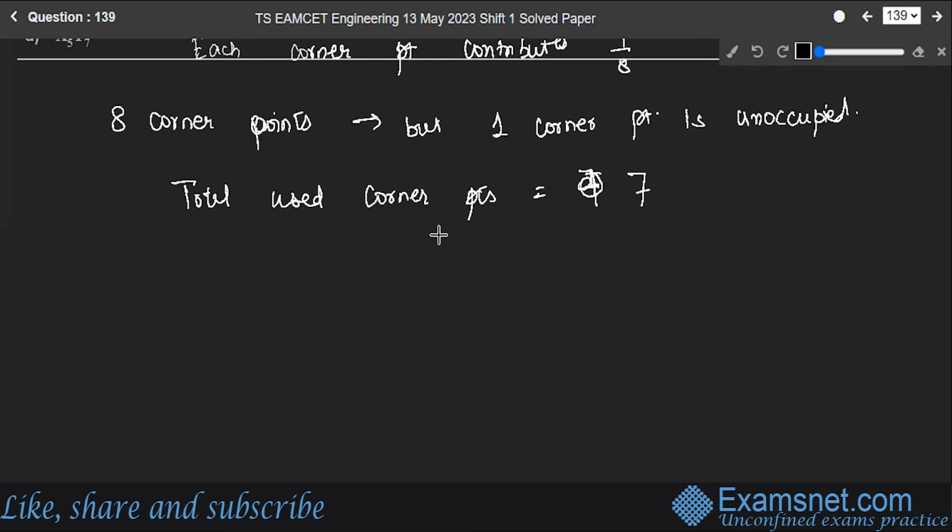So how much space is used? Or you can say total number of Y atoms used. This will be 7 out of 8. So this is 7 by 8.